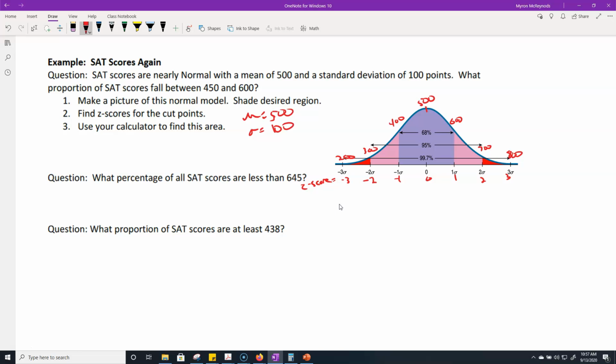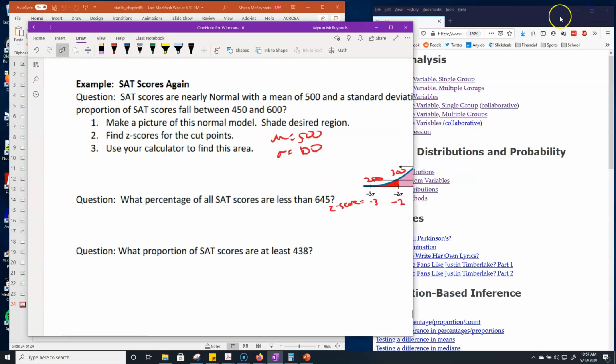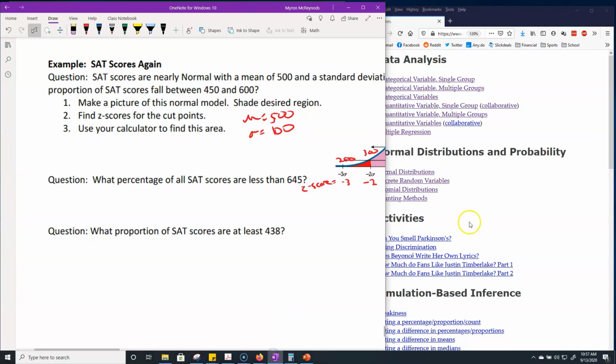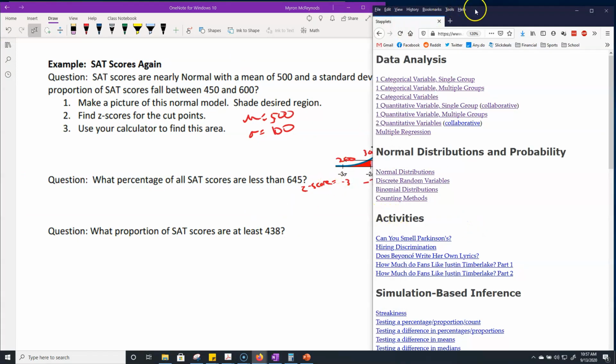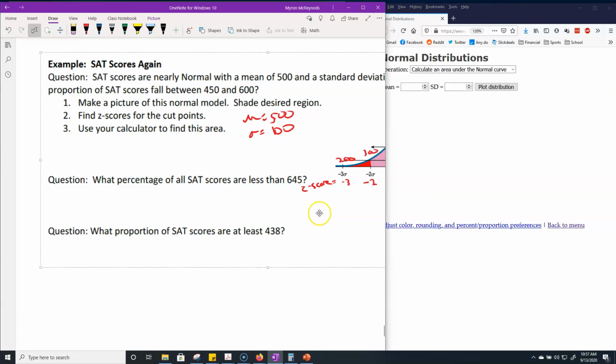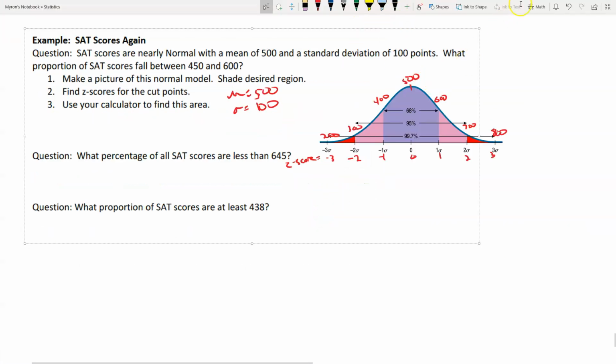So let's use the calculator to find the area. You're going to find that this is actually much easier than doing it by hand. So I'm going to use Stapplet to find the answers to these. Let's move this over, and we're going to find it in Stapplet. In Stapplet, this is going to be the normal distribution.